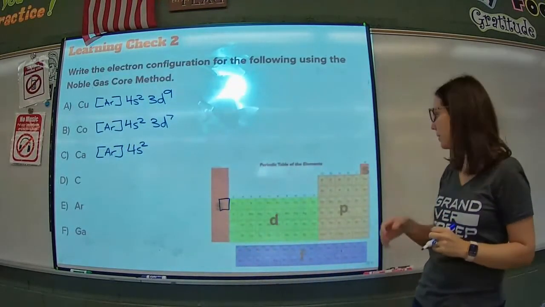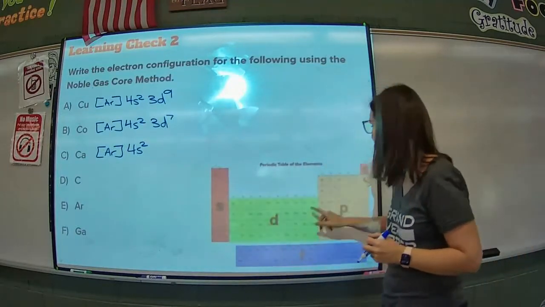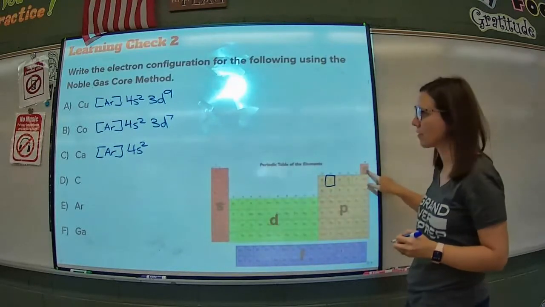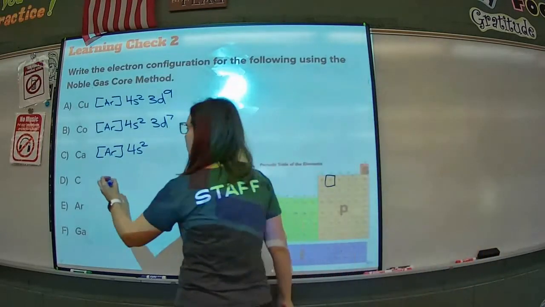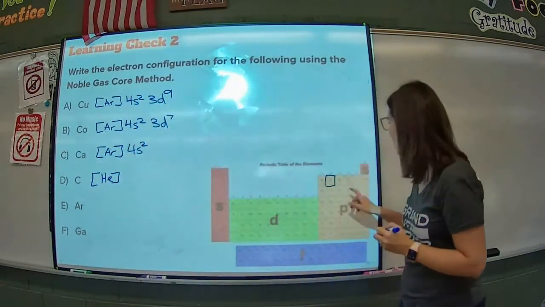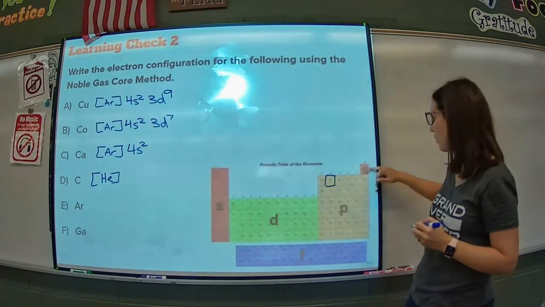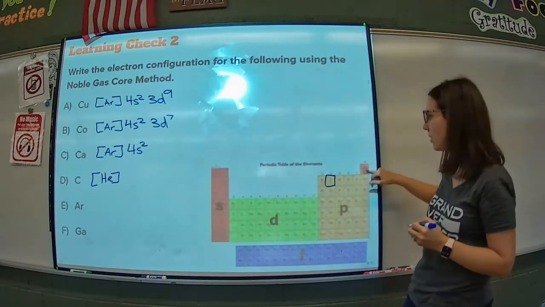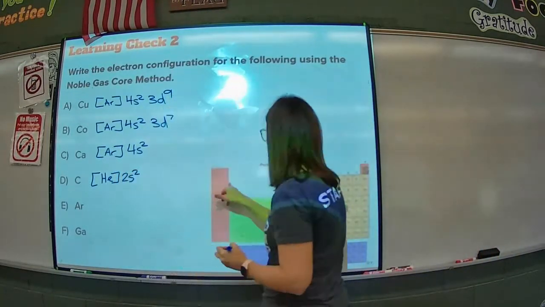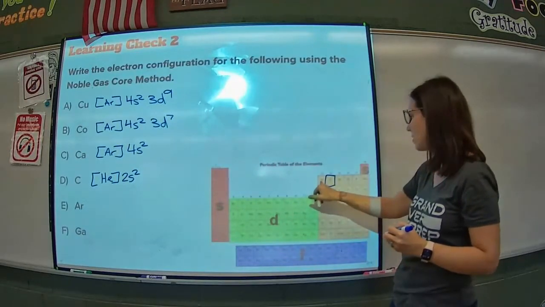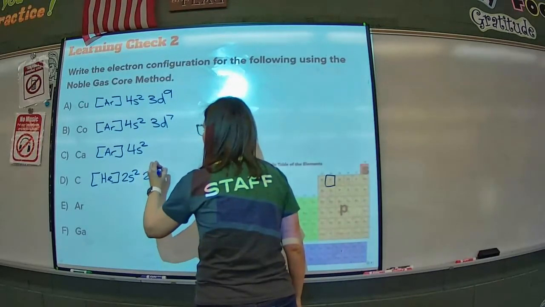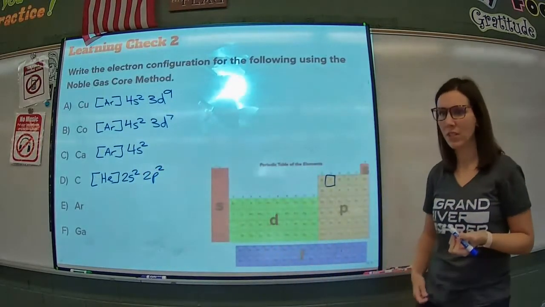So now I'm going to do carbon. Carbon is right here. I'm going to follow this back to its noble gas, and its noble gas happens to be helium. So in square brackets, I'm going to write helium, He. And I'm going to pick up the configuration from the noble gas. So here's helium. So then I've got 2s2. And I'm going to come across to carbon, and carbon is in 2p, and that's 1, 2. So there is our configuration with the noble gas core.